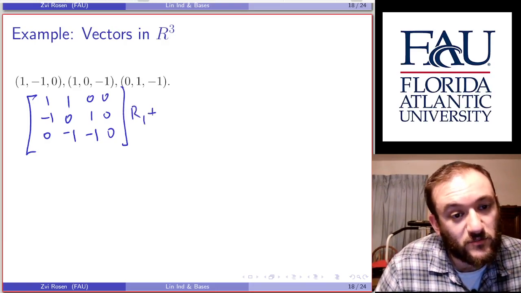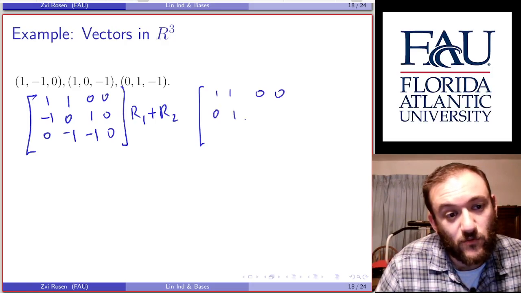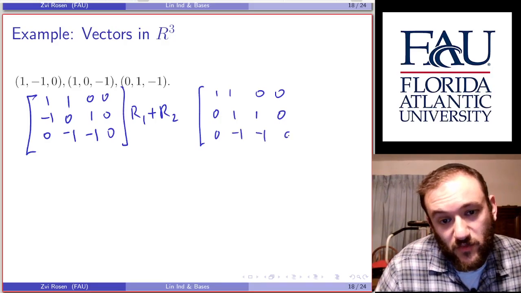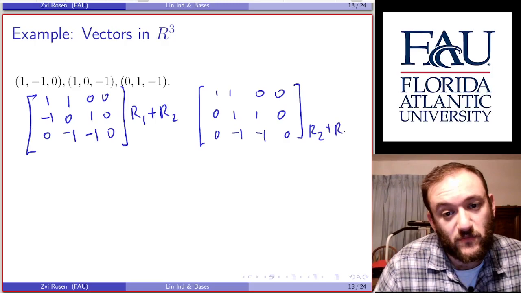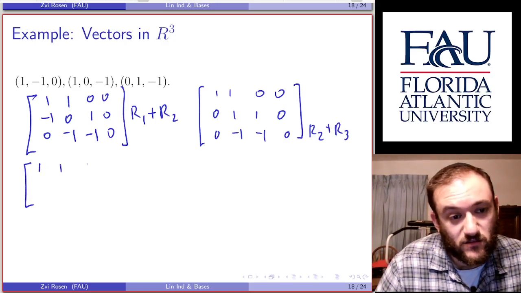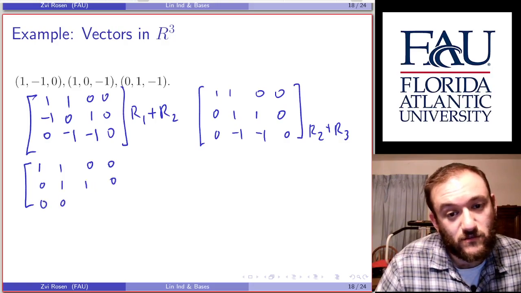We can take row 1 plus row 2. That gives us 1, 1, 0, 0, 0, 1, 1, 0, 0, minus 1, minus 1, 0. Now we just do row 2 plus row 3, and we get 1, 1, 0, 0, 0, 1, 1, 0, 0, 0, 0, 0.